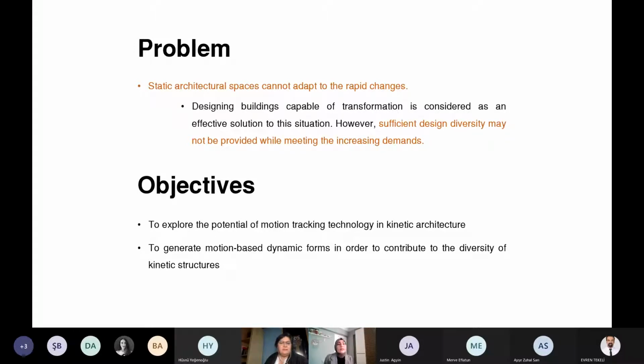So mainly, the problem is that static architectural spaces cannot adapt to the rapid changes, the changes affected by technological improvements or the social crisis, the changing demands of the users, etc. Designing transformable buildings is an effective solution to this. However, this is the main part. Sufficient design diversity may not be provided with the existing kinetic systems in architecture because there will be more demands to fulfill. So my goals are to explore the potential of motion tracking technology, which I believe that we can use it to increase the kinetic diversity and to generate motion-based dynamic forms.